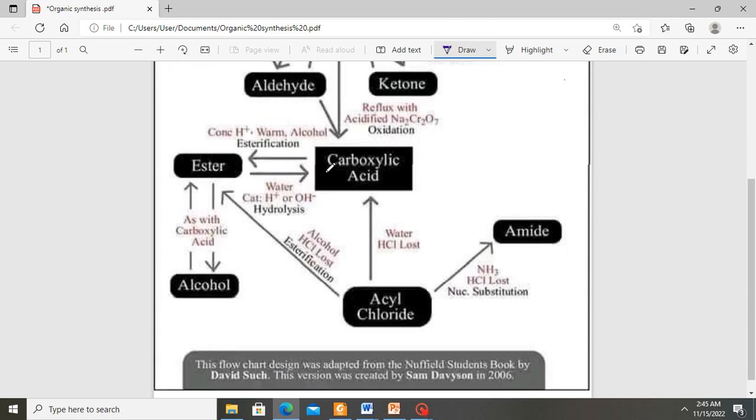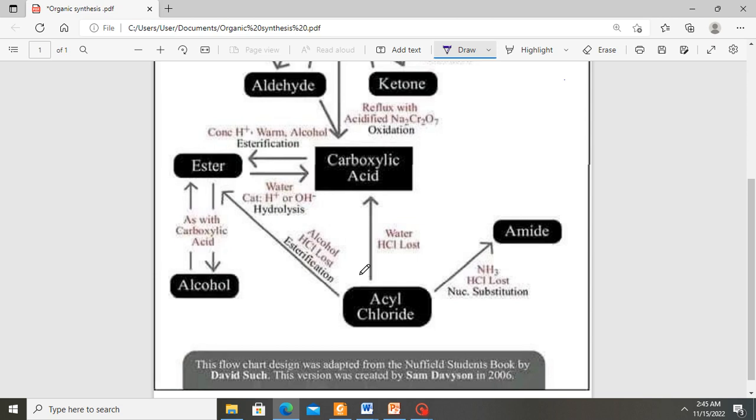Carboxylic acids can undergo what we call an esterification reaction by reacting with alcohol to form an ester. So a carboxylic acid undergoes an esterification reaction with an alcohol to form an ester and water. So an esterification reaction is a reaction between an alcohol and carboxylic acid to form an ester and water. Once again, if you have an ester, you can reversibly hydrolyze it, that is by hydrolysis, to form back the carboxylic acid and the alcohol. So this one too is more of a reversible reaction.